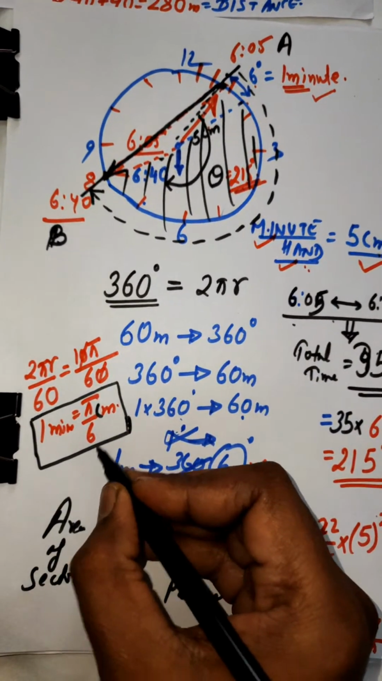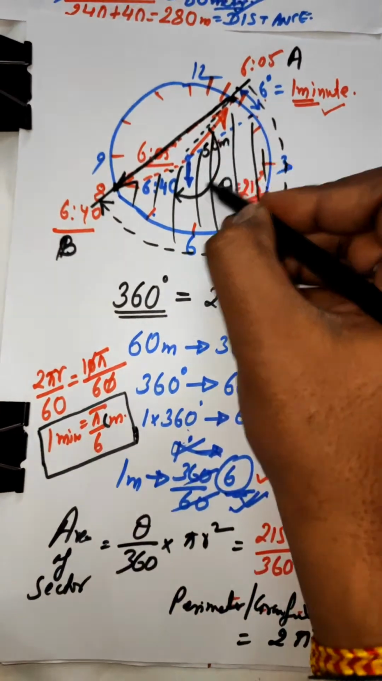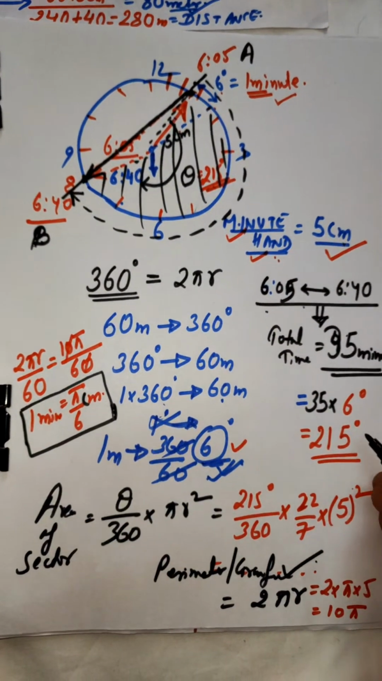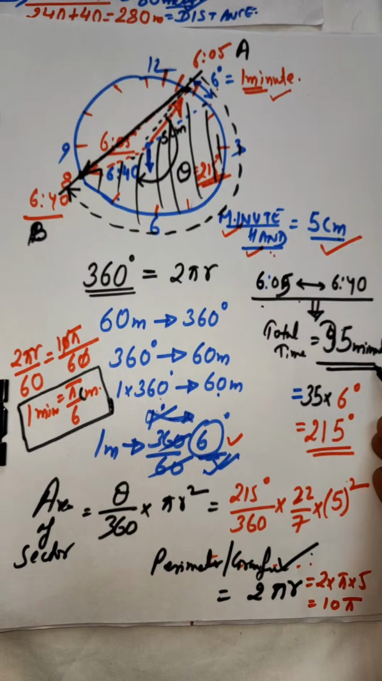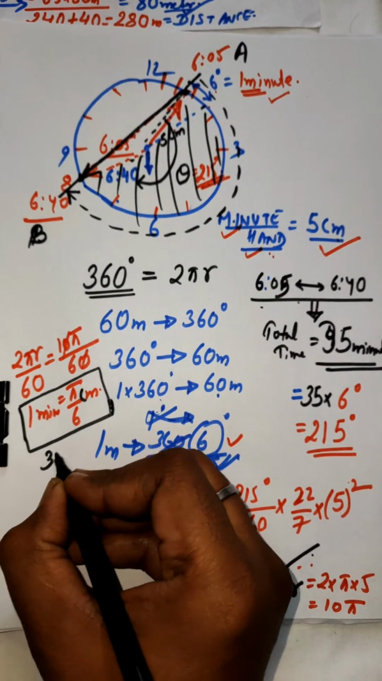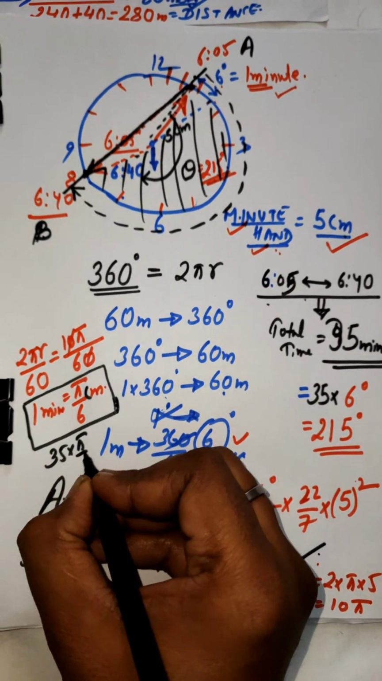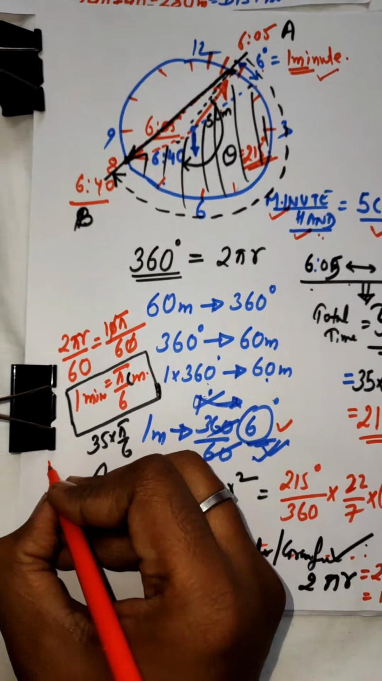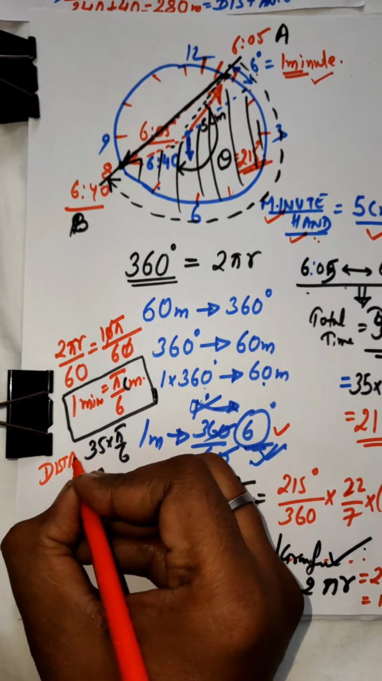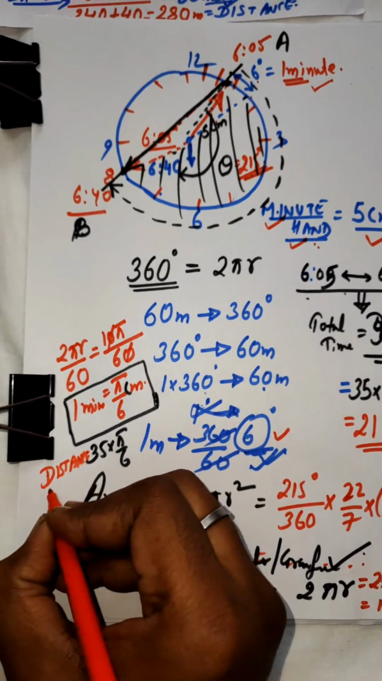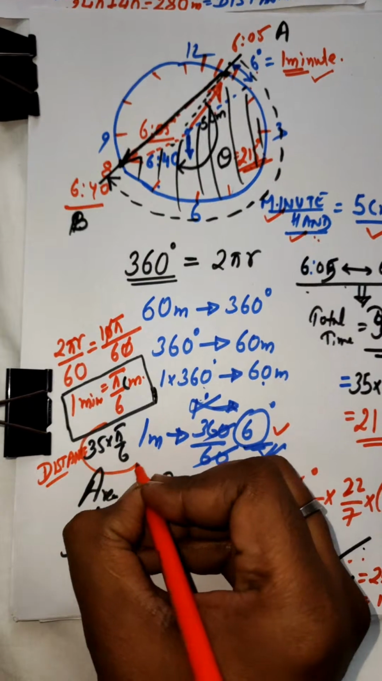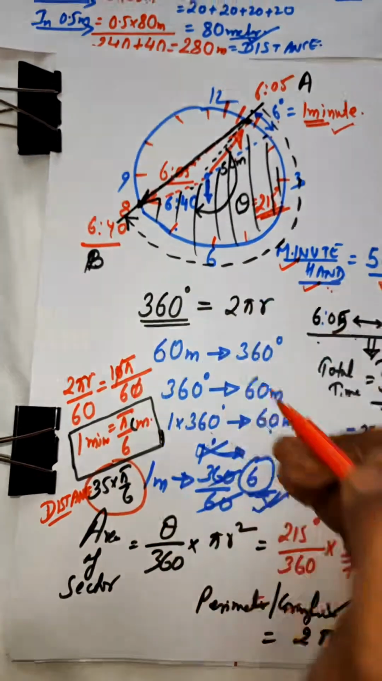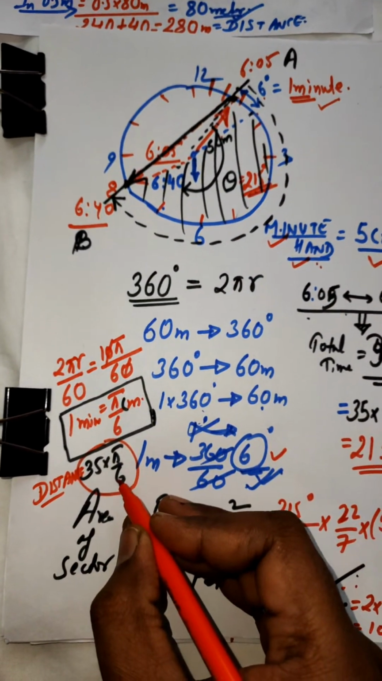Pi by 6 centimeter. So in 35 minutes, that is the total time, he will be covering 35 into pi by 6. So this is the distance he covered when the watch started from 6:05 and reaches 6:40. So this is the total distance.